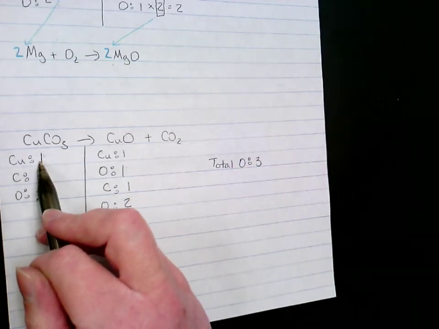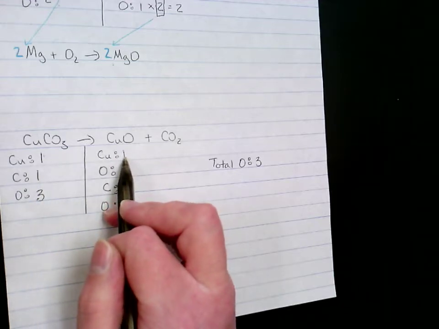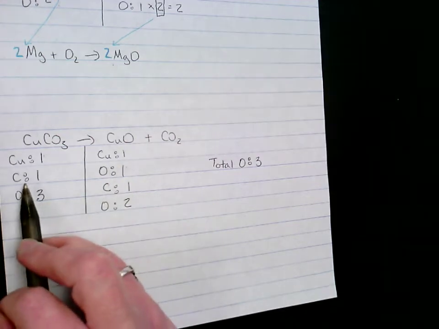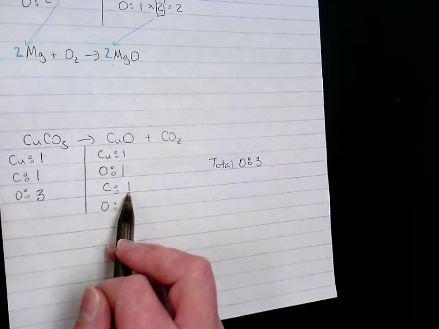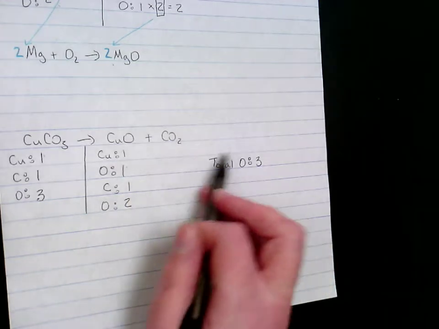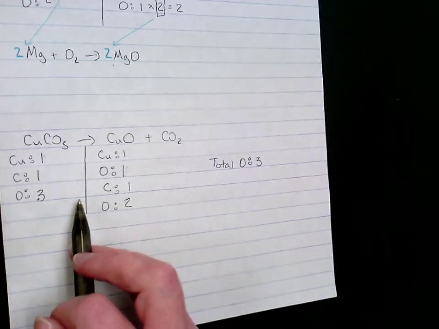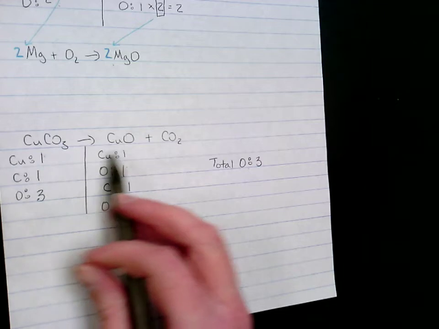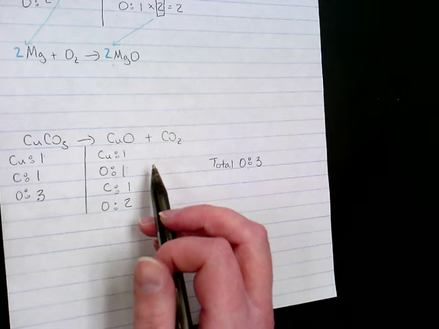Okay, so if I take a look at this, I have 1 copper on my reactant side, and I have 1 copper on my product side, so they are balanced. I have 1 carbon on my reactant side, and 1 carbon on my product side, so they are balanced. And I have 3 oxygens on my reactant side, and 3 total oxygens on my product side, so they are balanced as well, which means that this reaction is balanced already, which is a great thing for us.